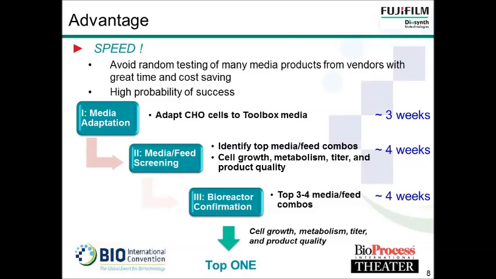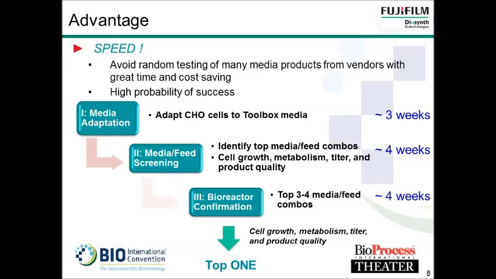So here is just quickly show the timeline. How do we do the toolbox? Upon receiving the client cell line in the original media, it takes about 3 weeks to adapt the CHO cells from original media into new media to make sure the performance is representative in new media. After that, we would like to perform a media feed screening in the shake flask to identify the top 3 to 4 media feed combinations by considering the cell growth, metabolism, titers, and the product quality.